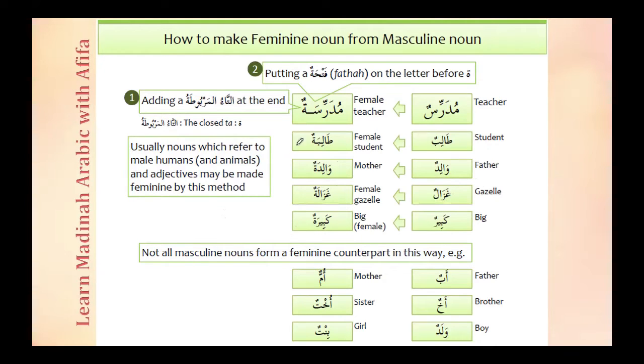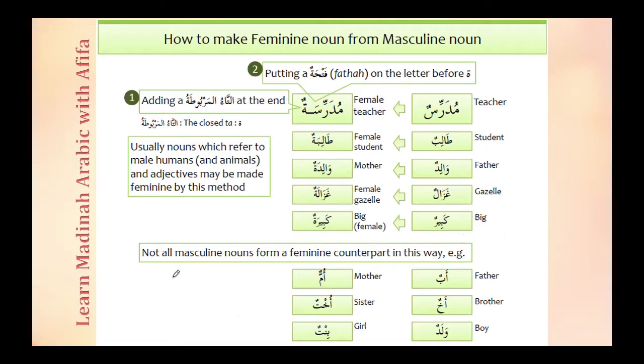So usually nouns which refer to male humans and animals and adjectives can be made feminine by this method. This is the general rule. Adjectives, and also if there's a male human or animals, we can make it feminine, like we have seen in this example, right?